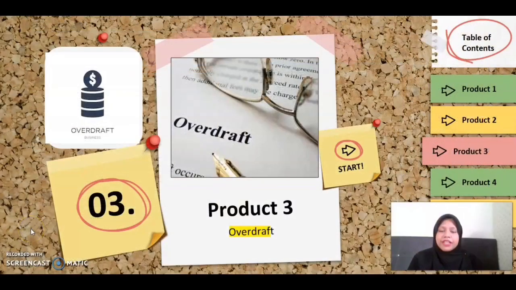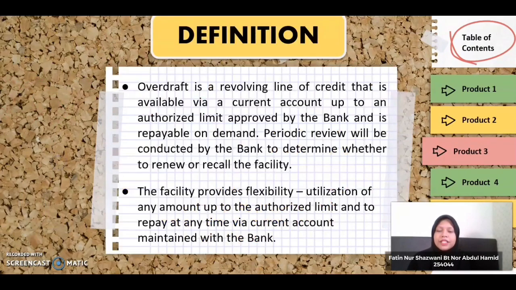My name is Fatin Nur Syazwani Betina Abdul Hamid. My matric number 254044. I will continue my friend's presentation about product 3, which is overdraft that Holion Bank provides at their bank. Definition.